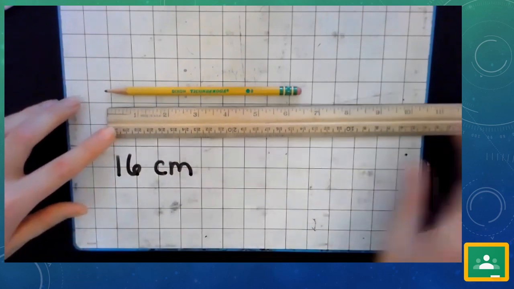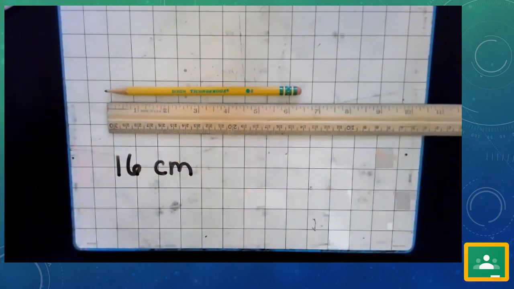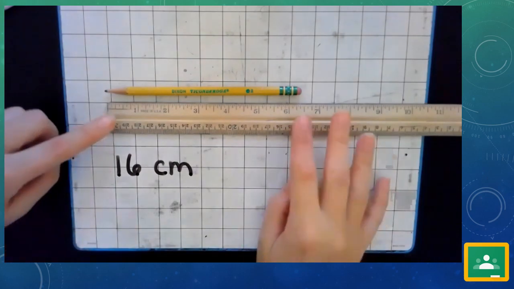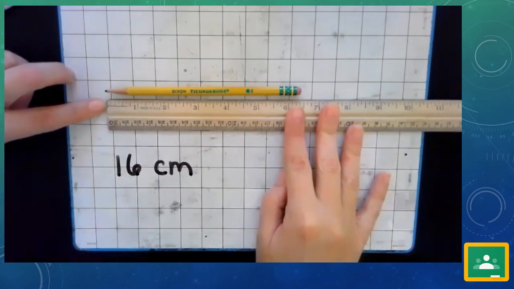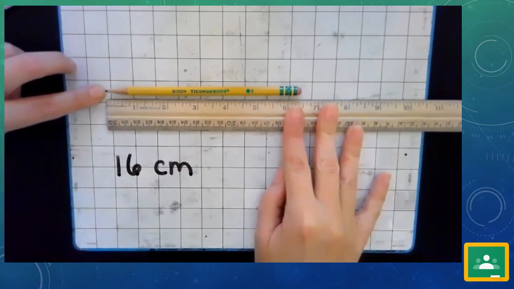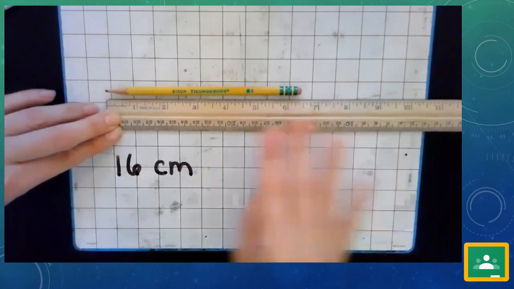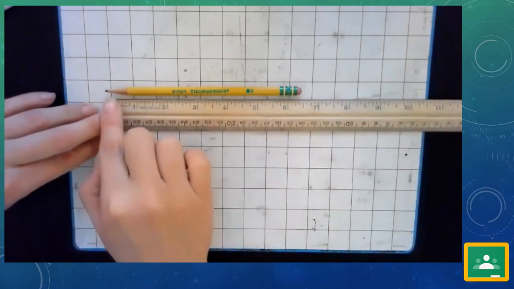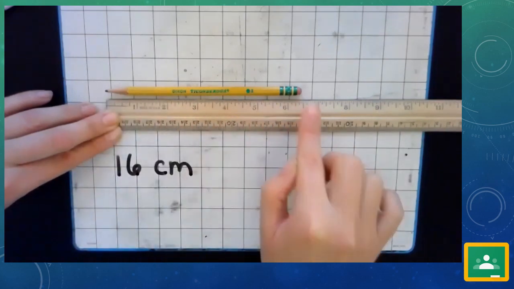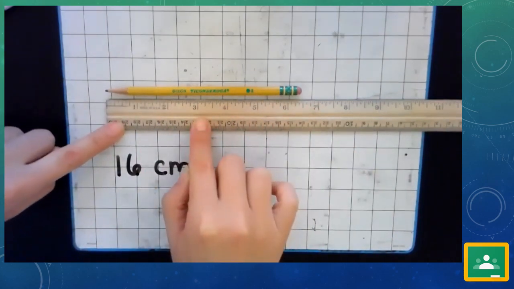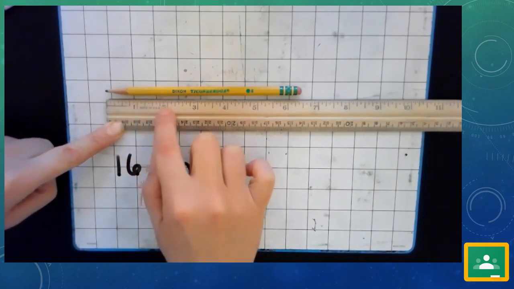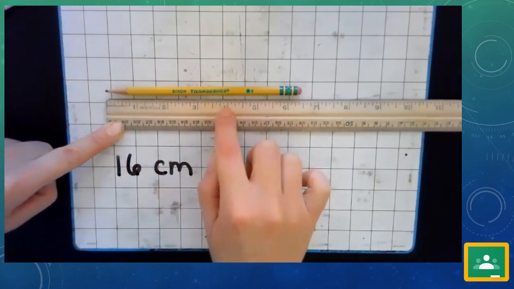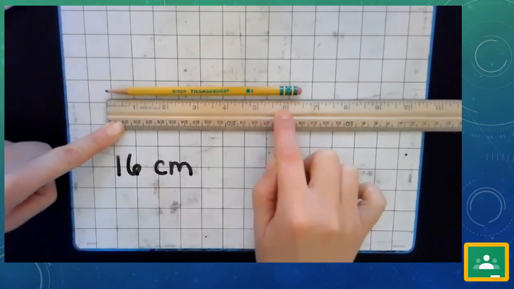So some of the same strategies as measuring with centimeters, I use when I'm measuring with inches. I line up the tool with 0 at the end point of the object. I try to hold my tool very straight so that it is in line with my object. And now I can start counting my inches. 1, 2, 3, 4, 5, 6.